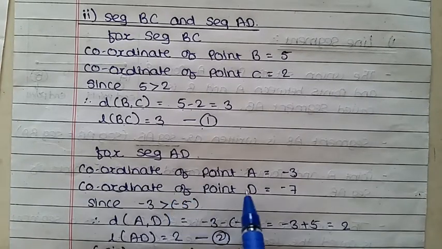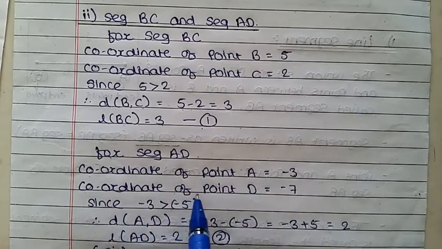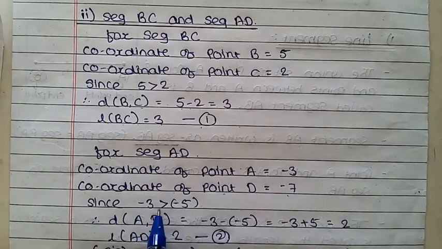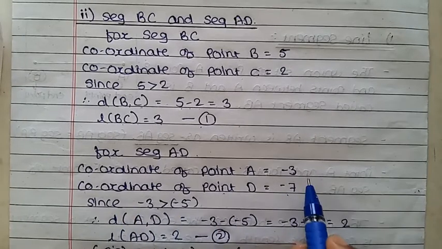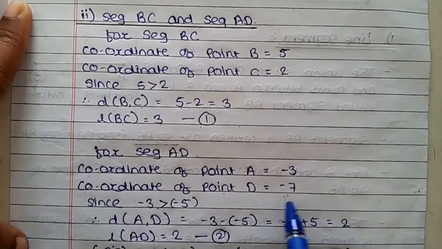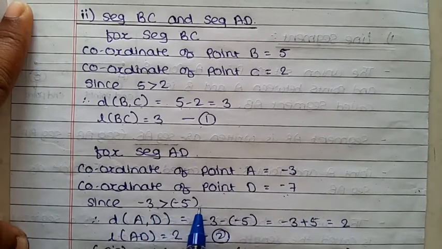Then coordinate of point A is equal to -3 and coordinate of point D is equal to 7. So which is the greater here? That is -3 is greater than -5. Why? Because the smaller negative number is always greater than the largest negative number. Okay, that is -3 is greater than -5.